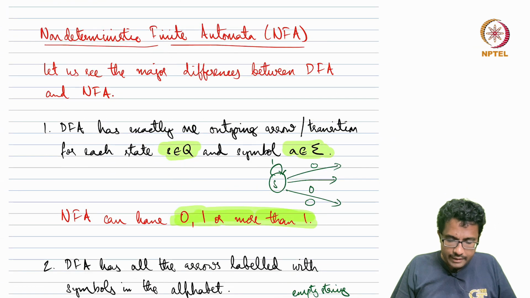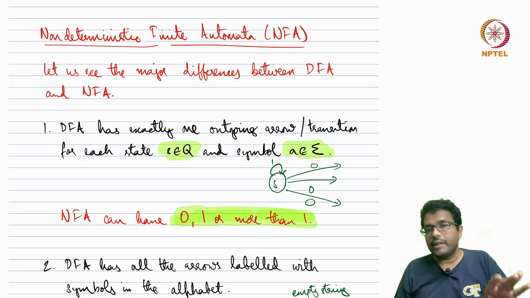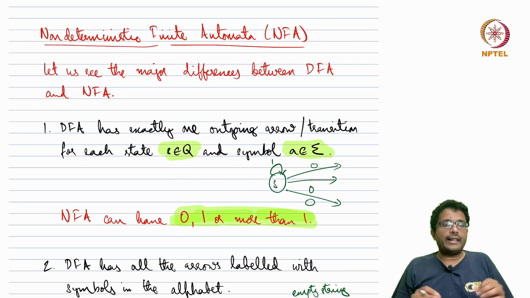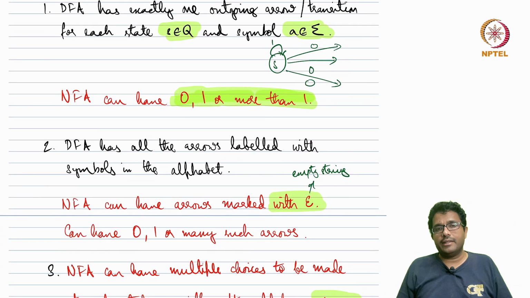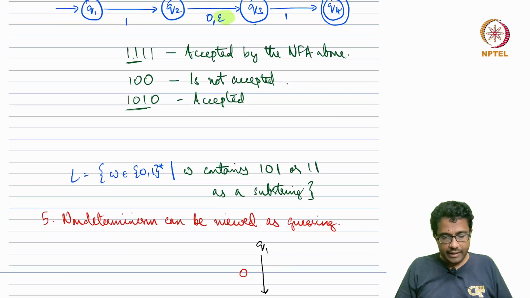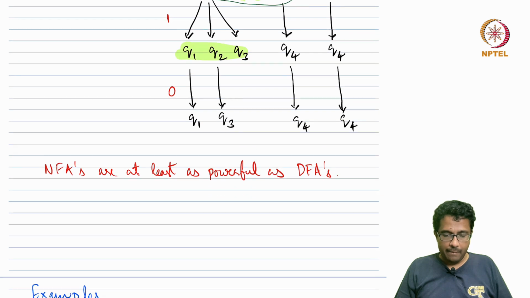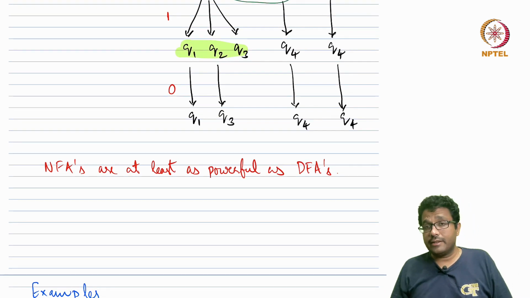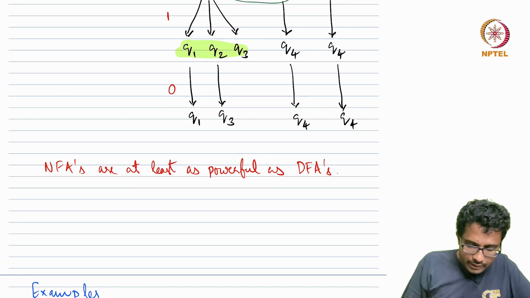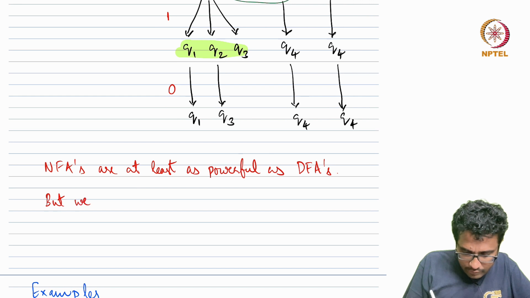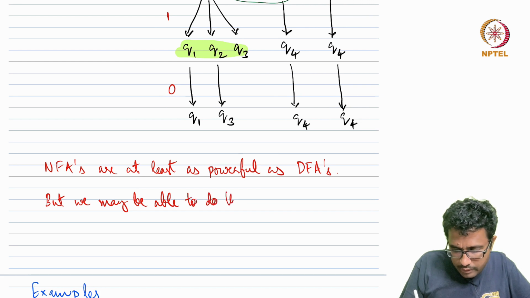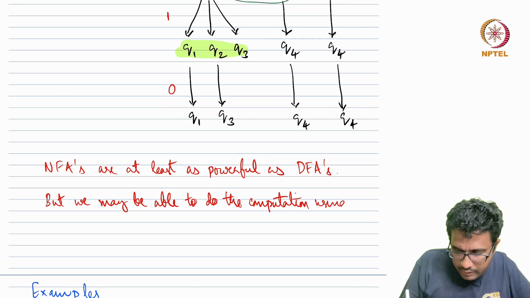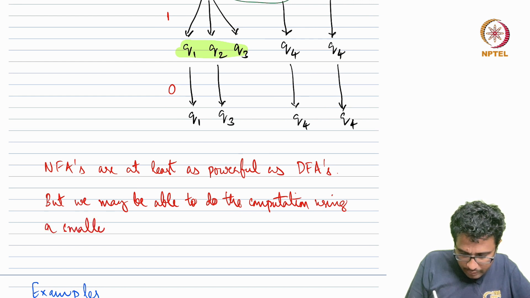Regarding point 1, we already said that 0, 1 or more than 1 outgoing arrows is possible. So 1 is a possibility. So a DFA is an NFA where every time there is exactly one outgoing arrow, right? And the epsilon transition we just refuse to use in an NFA, then we get a DFA, right? So anything that can be done with a DFA can be done with an NFA. So NFAs are at least as powerful as DFAs, because a DFA itself is an NFA, but we may be able to do the computation using a smaller number of states.